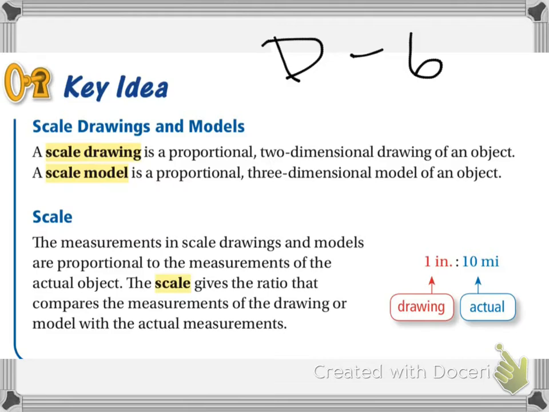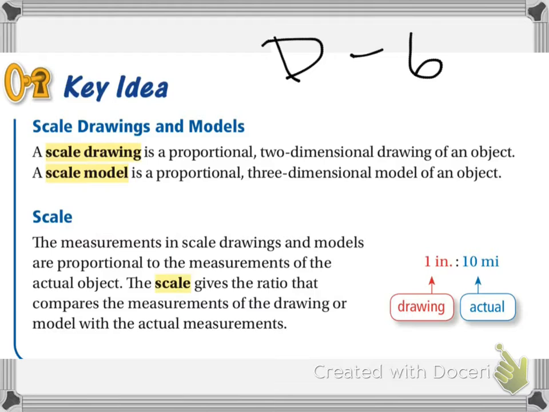A scale drawing is a proportional, two-dimensional drawing of an object. A good example of this would be a map. Whenever you're looking at a map, you usually will see that it says 1 centimeter is equal to 50 miles. Okay, and that would be a scale drawing.